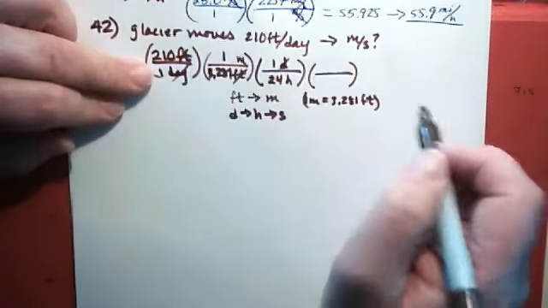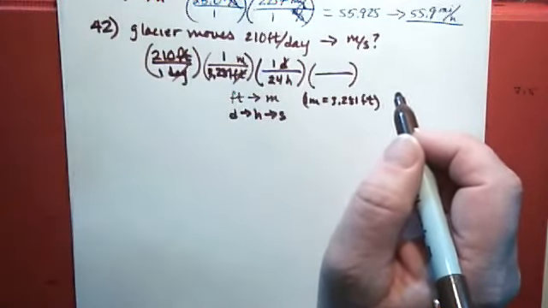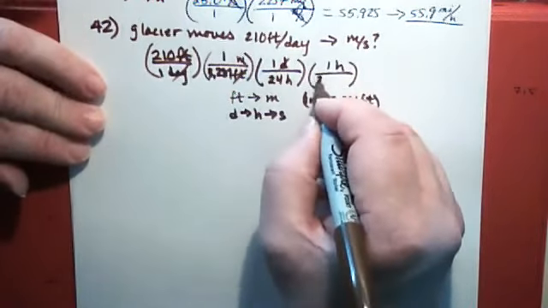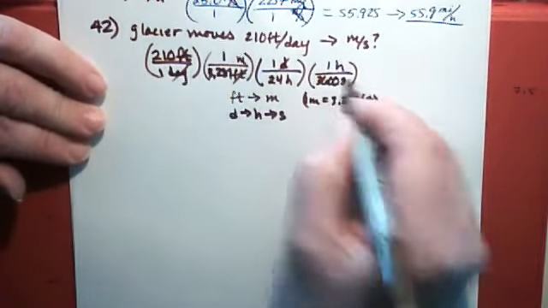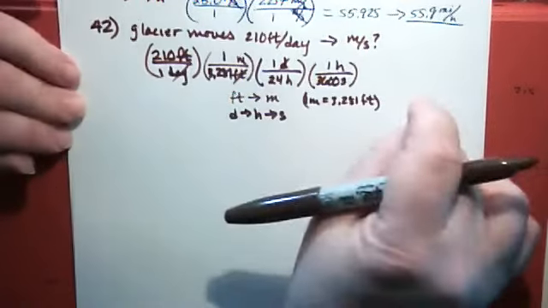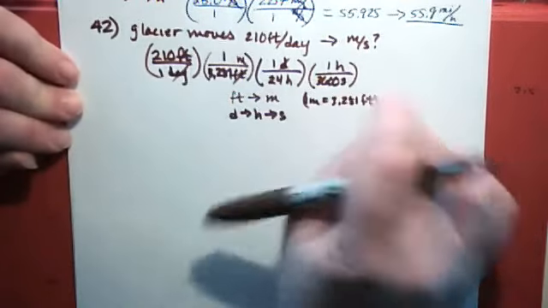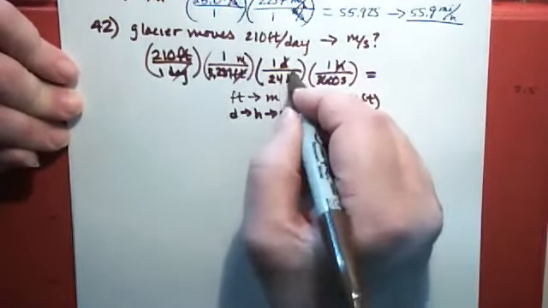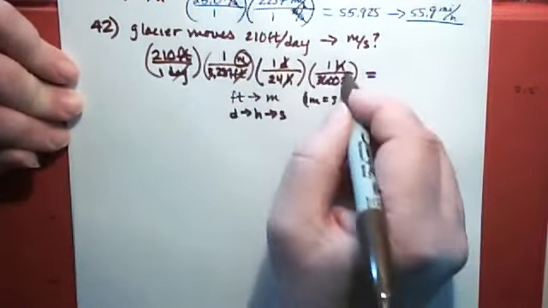But we want meters per second. And so let's see, hours is on the bottom. There's 1 hour for every 3,600 seconds. That is 60 seconds per minute times 60 minutes per hour. That's 3,600 seconds. And hours should cancel. And now we have units of meters per second.